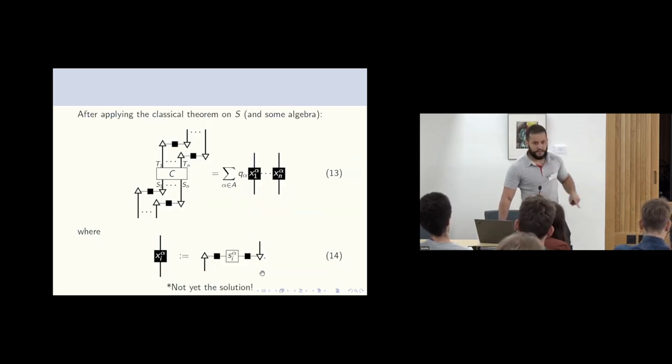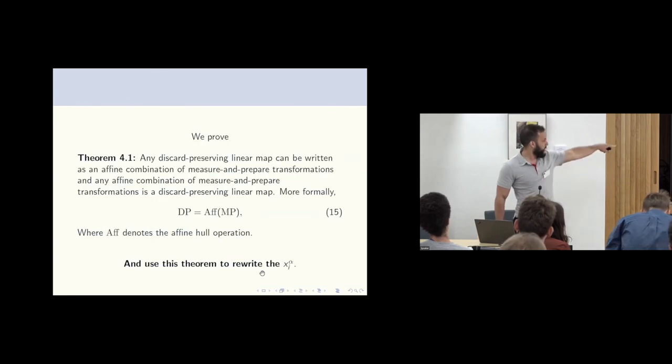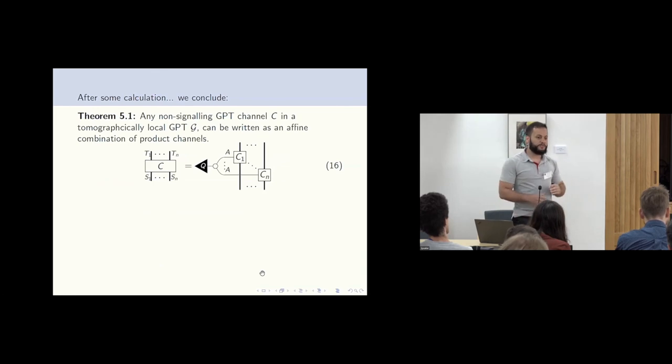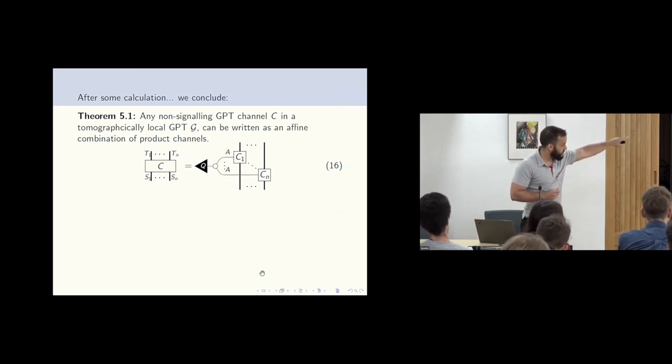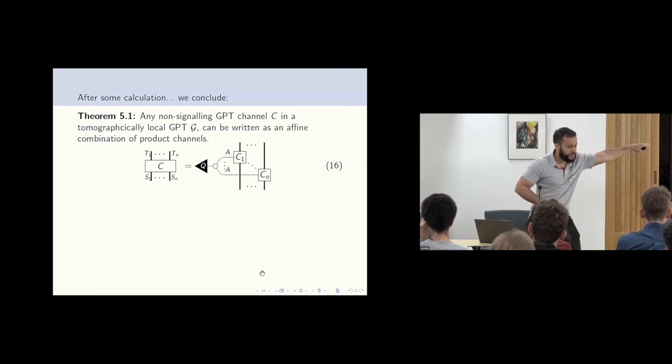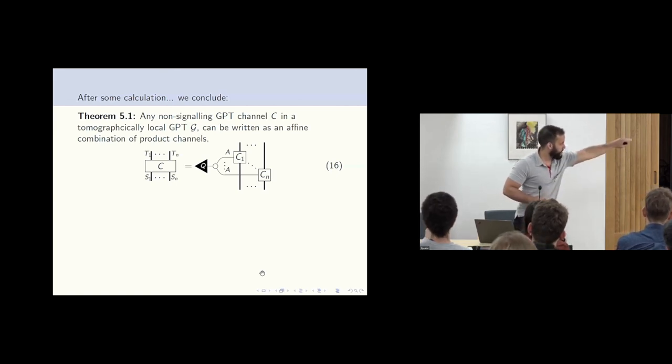So if you look at this X, you see that this X is discard preserving. So you can apply this theorem to write it as an affine combination of measure and prepare operations. And if you do that and just do some algebra with the diagrams, you arrive at the result where we have lifted the classical result to the GPT channel. And this is our main result. Any no signaling GPT channel in a tomographically local GPT can be written as an affine combination of product channels, where I have used this unphysical state there just as a different notation for the affine combination.